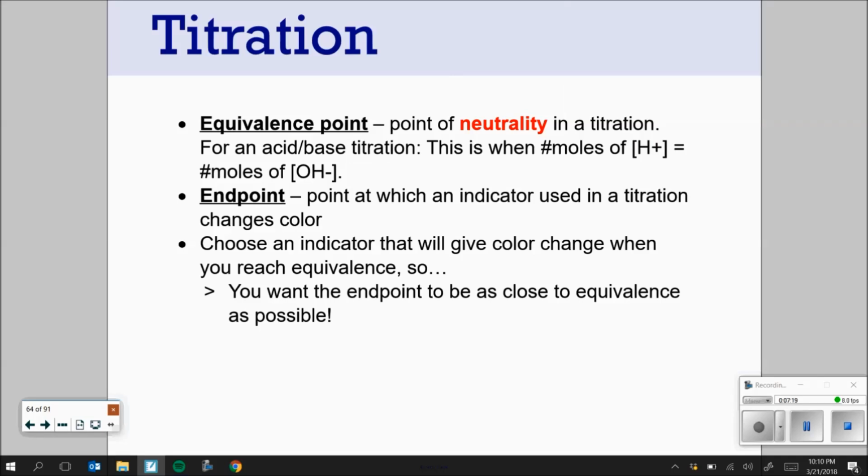In my titration, the equivalence point is going to be the point of neutrality in a titration. So in an acid-base titration, it's when your number of moles of H+ is equal to your number of moles of hydroxide.